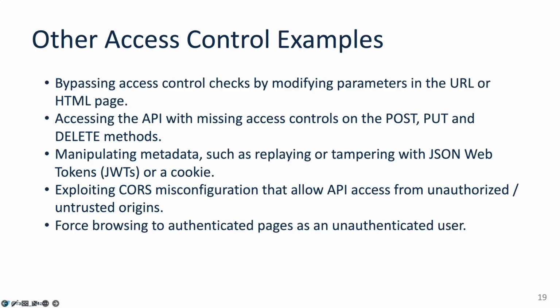Last but not least, we've got forceful browsing to authenticated pages as an unauthenticated user. I see this one quite often. So in this type of attack, what you do is you try to enumerate and access resources that are not directly referenced in the application. Okay, so these are just a few examples of the common access control vulnerabilities that we usually see in web app pen tests, and we'll gain some hands-on experience in exploiting these types of examples in the lab videos.